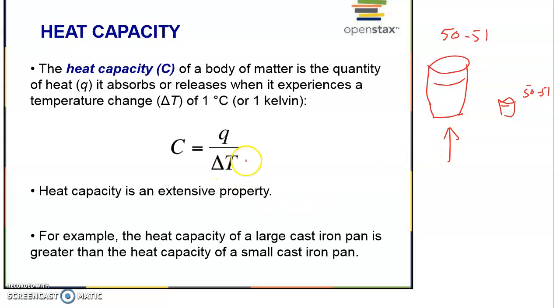And by definition, heat capacity is per change in degrees Celsius. That's the heat that is needed. So over here, the heat needed will be bigger. So in this case, the bigger object will have a higher heat capacity. Well, you'll see more of these examples later.